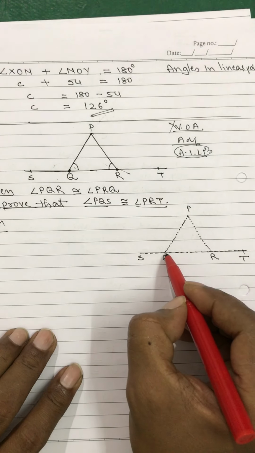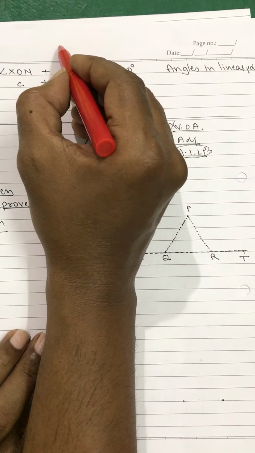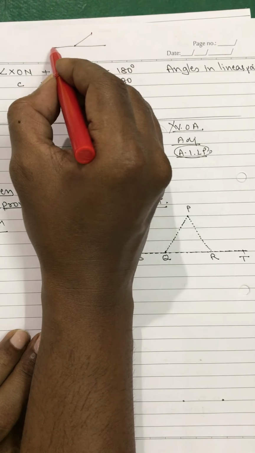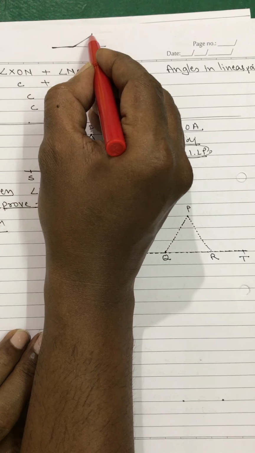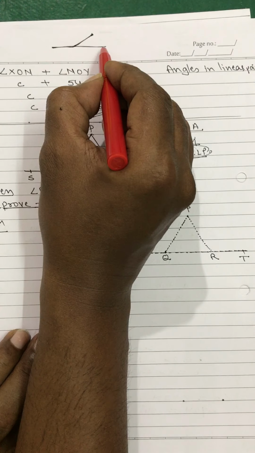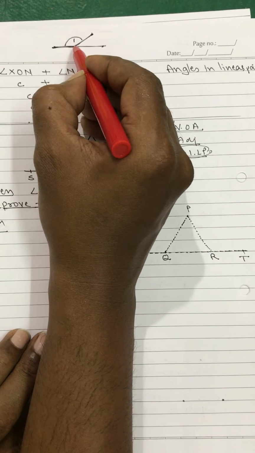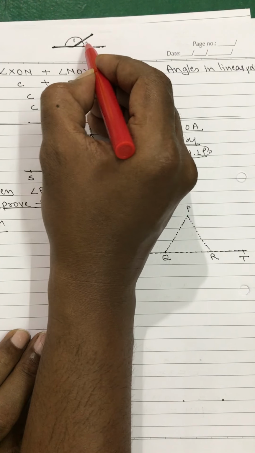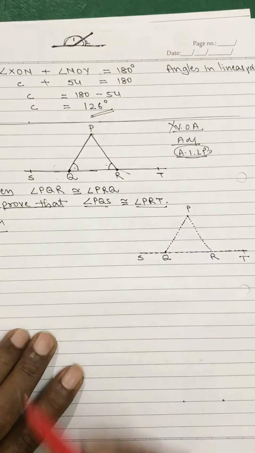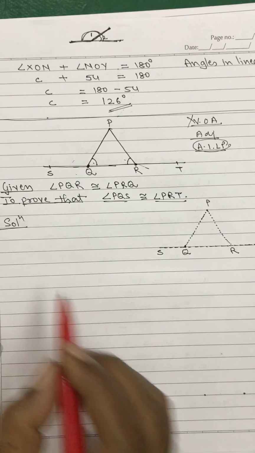So this is P, Q, R, S, T. Now consider this junction. If I go for angles in linear pair, we know angles in linear pair. Anyhow they are: this angle plus this angle is equal to 180 degrees. This is angle 1, angle 1 plus angle 2 is equal to 180 degrees. Fine. So if I do it over here, then what do I get?